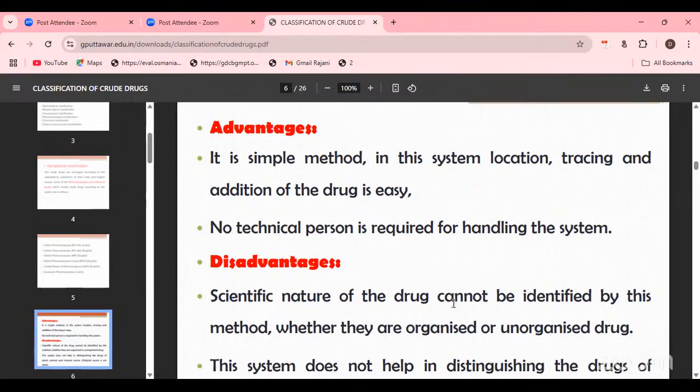In this system, location, tracing, and addition of the drug is easy. No technical person is required for handling the total system. These are the two advantages. Next is the disadvantage. The scientific nature of the drug cannot be identified by this method, whether they are organized or unorganized drugs.